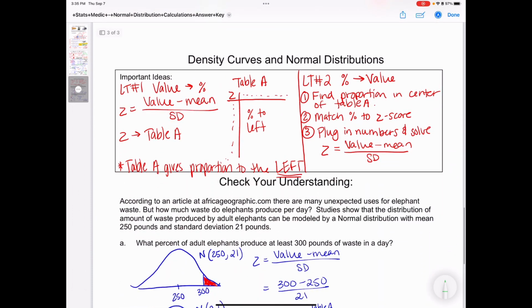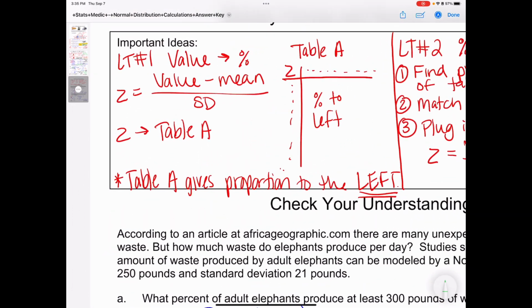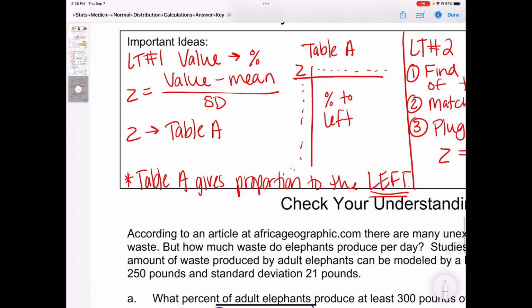Okay, so remember, this is how to find with table A. Remember that your value is a percent, and the z-score is your value minus your mean divided by standard deviation. And then you go to find your z-score percentage, you go to table A, and the percentage is to the left.